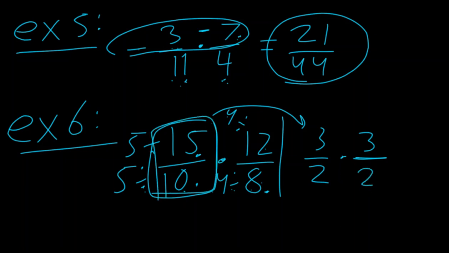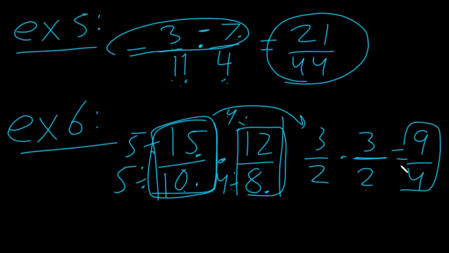And check this out. 15 over 10 and 12 over 8 were in fact the exact same value. They are in fact being multiplied by themselves. Even though they look different, they have the same exact value. Now from here, we can simply say 3 times 3 will be 9, and on the bottom 2 times 2 will in fact be 4.